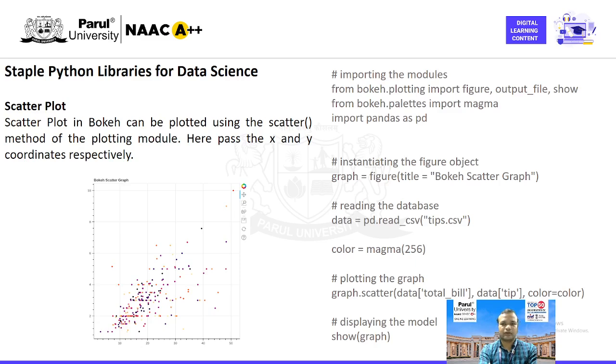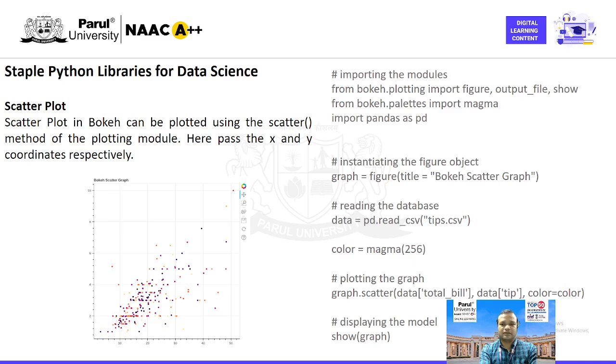For this we require some modules, so we firstly import them. From bokeh.plotting import figure, output_file and show. From bokeh, let's import magma. We require magma also. Import pandas as PD, one of the packages also required here, for data manipulation.